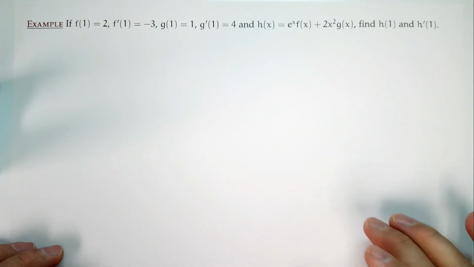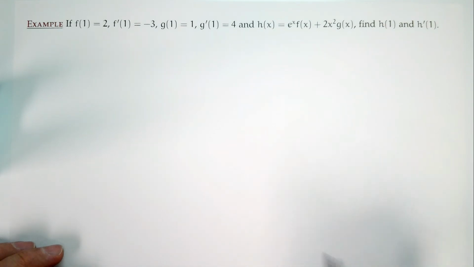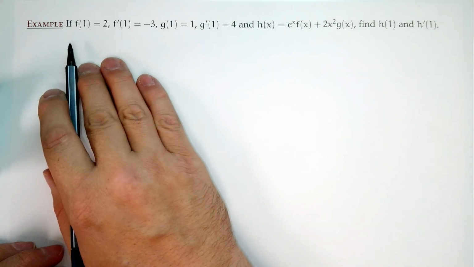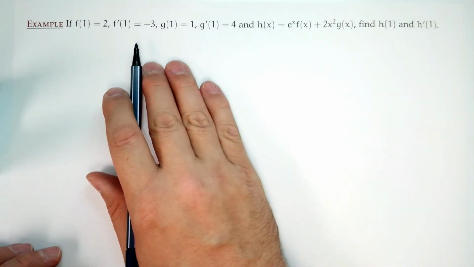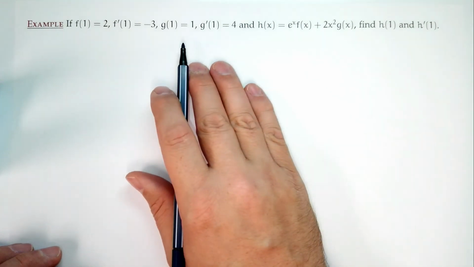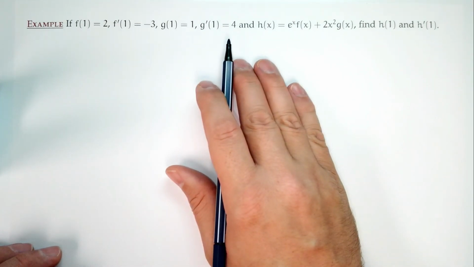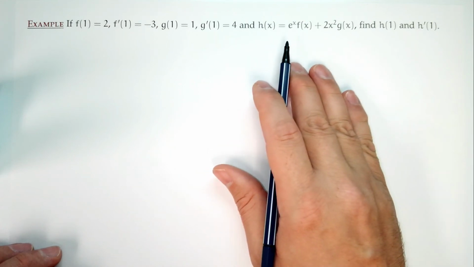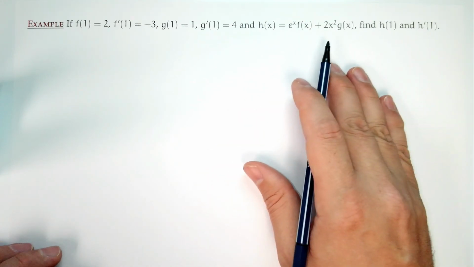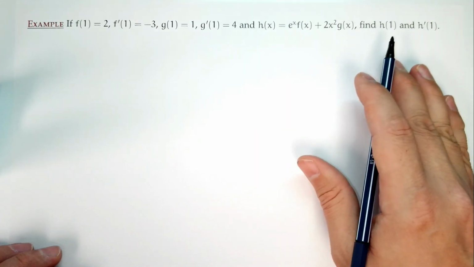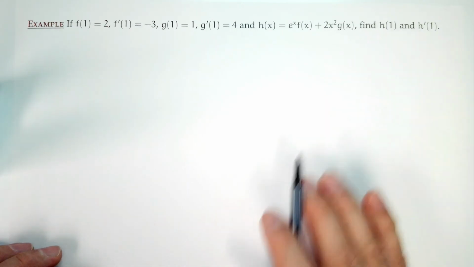Okay, let's do one last example. Suppose we're given the following. f of 1 is 2, f prime of 1 is negative 3, g of 1 is 1, g prime of 1 is 4, and h of x is e to the x times f of x plus 2x squared times g of x. Find h of 1 and h prime of 1.